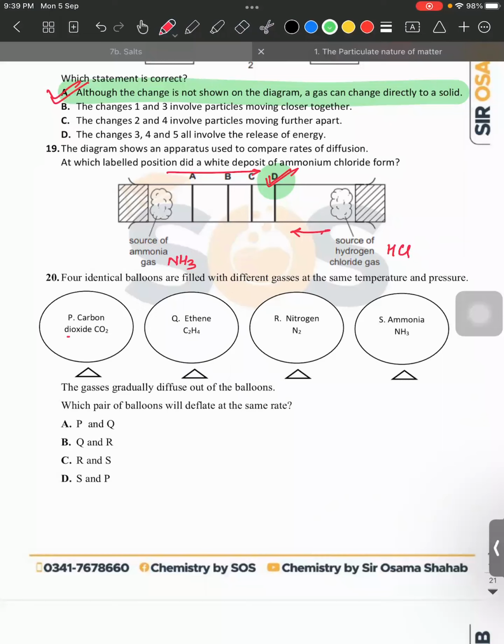So you can see this. It is 44. It is 28. It is 28 and it is 17. So we know that when the Mr values are the same, definitely they will diffuse at the same rate. So you can say that Q and R will diffuse at the same rate, or deflate at the same rate, right, bachcho?